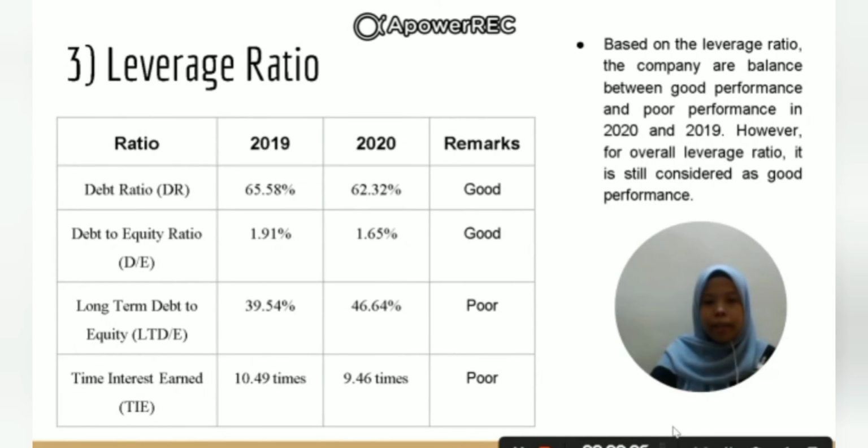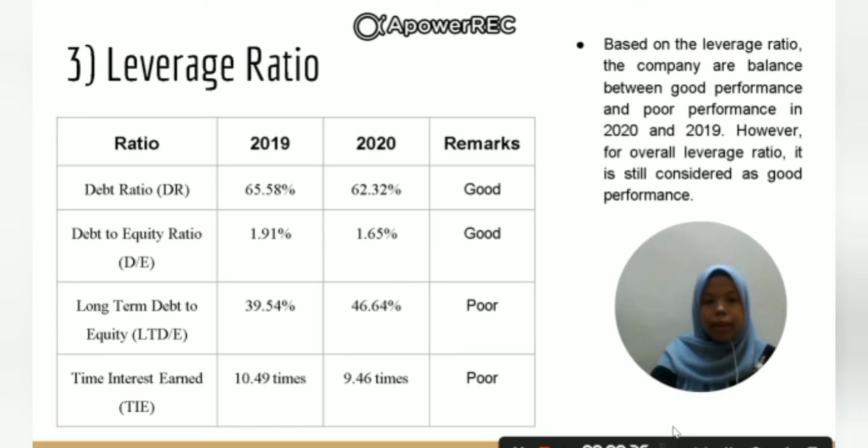Third, long-term debt to equity is equal to long-term liabilities divided by total equity. Long-term debt to equity shows the portion of long-term debt being used to support the firm's operation relative to equity. Low ratio is more favorable. In 2020, the company shows a poor performance compared to 2019 because the long-term debt being used for the firm's operation relative to equity is more.